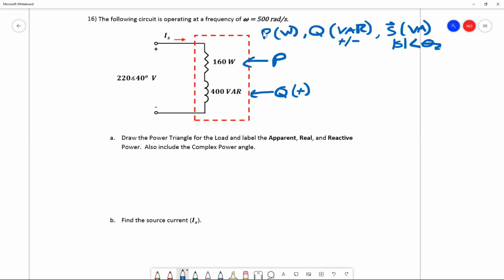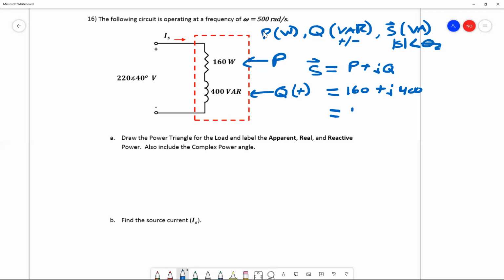Last, we'll need to solve for our complex power. Our complex power is just going to be equal to P plus jQ. It's as simple as that. So that would mean 160 plus j400. It'll be more useful for us to put that in polar, so we'll pop 160 plus j400 into the calculator and put it in polar mode.